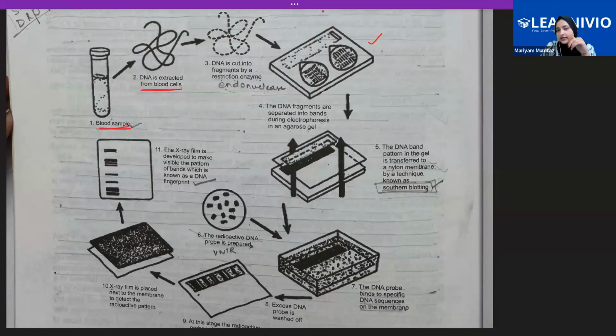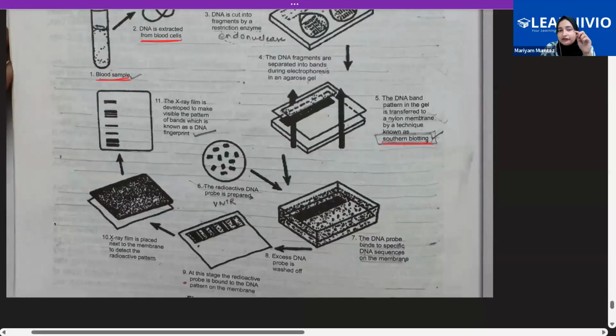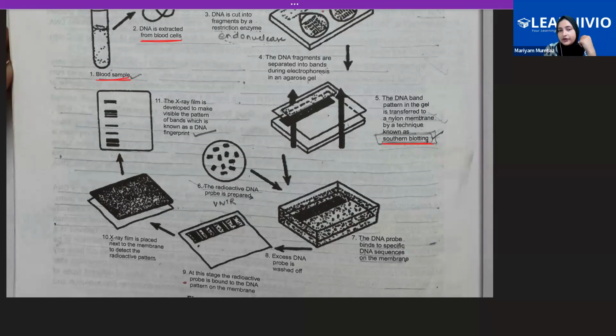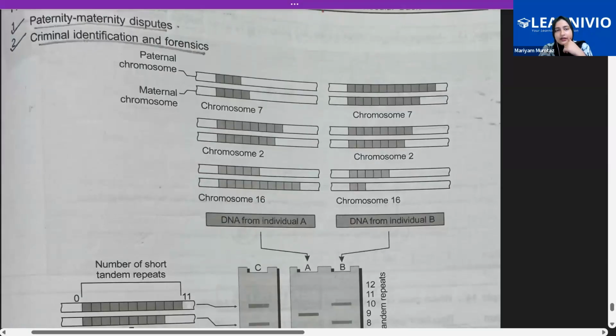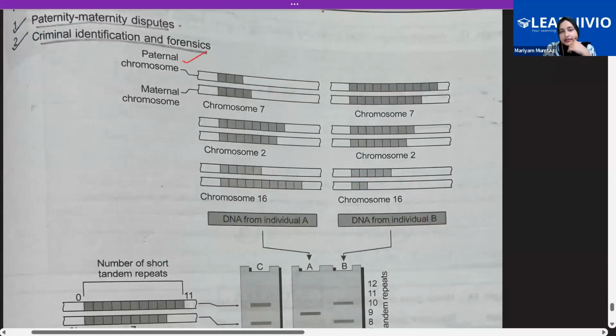You blot them using Southern blotting because you're doing it for DNA. And then you do radioactive probing, making it radioactive in nature. Then you put it for autoradiography. When you visualize the autoradiograph result under the X-ray, these band-like structures are what you're going to observe. That is how it tells you, like the paternal chromosome and the maternal chromosome, these are matched like that.